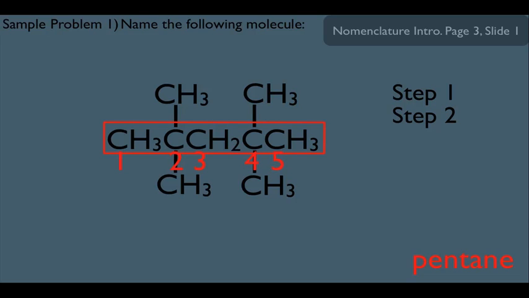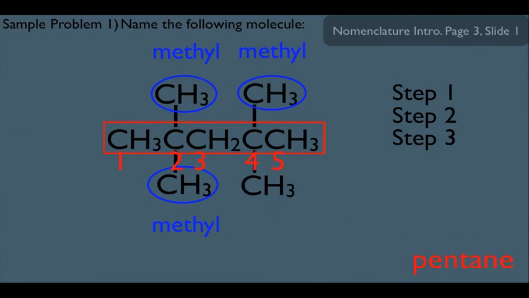Now we're ready for step 3. Let's circle and label our substituents. Notice we got this thing right here, which is of course a methyl. We got another one right here. We got one here as well, and another one right here. Remember, the substituents are the things that don't make it into the main chain. We're now ready for step 4.